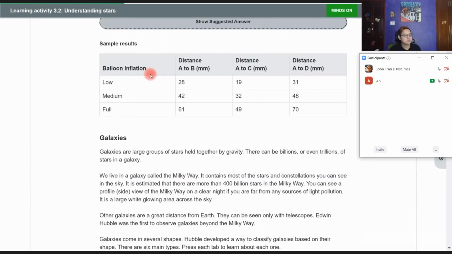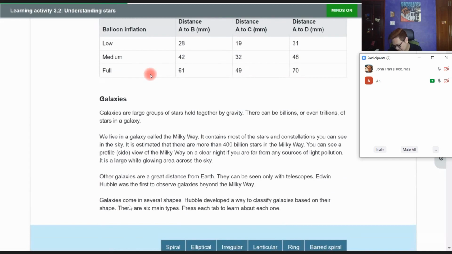Other galaxies are a great distance from Earth. They can be seen only with a telescope. Edwin Hubble was the first to observe galaxies beyond the Milky Way. Galaxies come in several shapes. Hubble developed a way to classify galaxies based on their shapes. There are six main types.